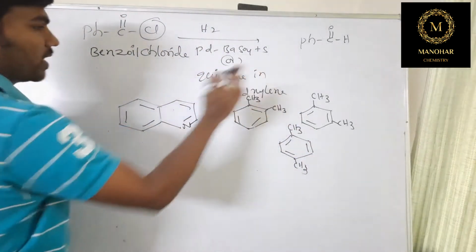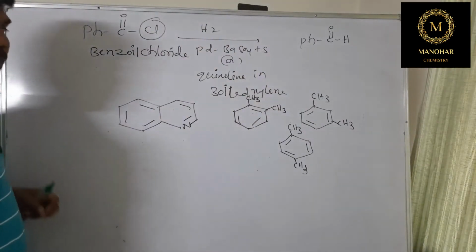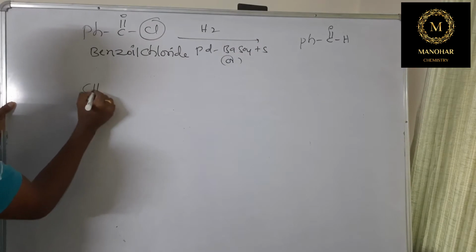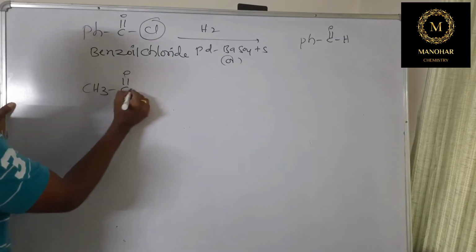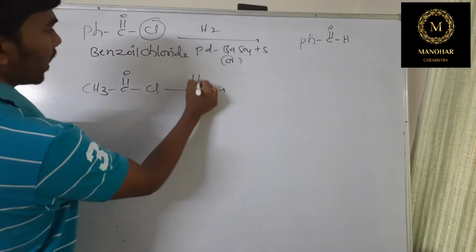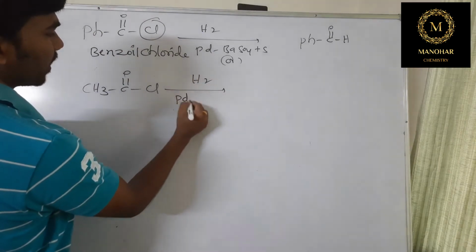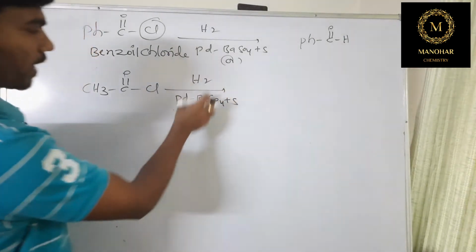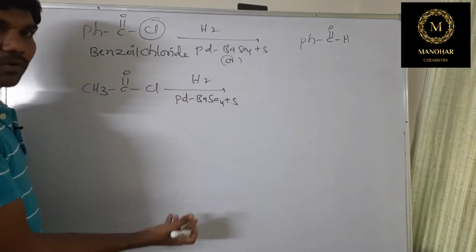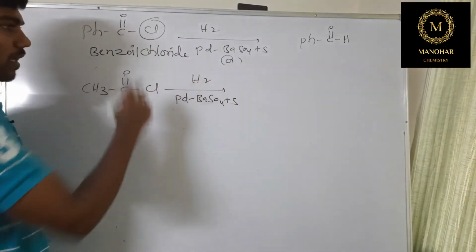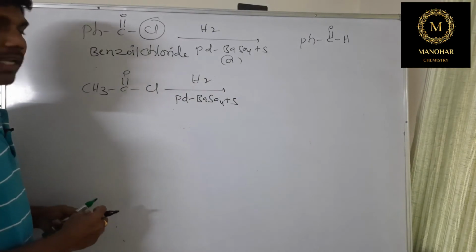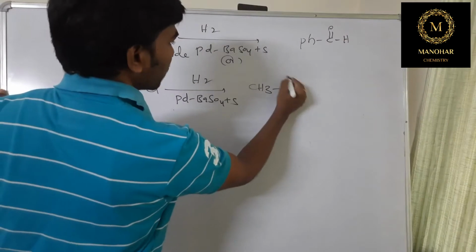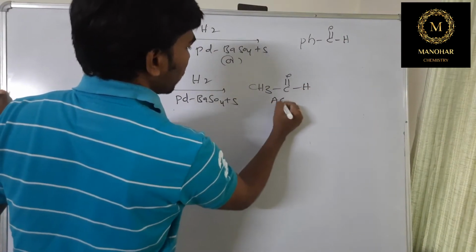Quinoline in boiled xylene, these reagents also will help you to convert acyl chloride to what? Aldehyde. I am taking CH3C double bond OCl, acyl chloride. So hydrogen in presence of palladium barium sulfate and sulfur. Again, every time I am not going to write quinoline here, and para-xylene also you can take to convert into CH3C double bond OH. The name of this one is acetaldehyde.